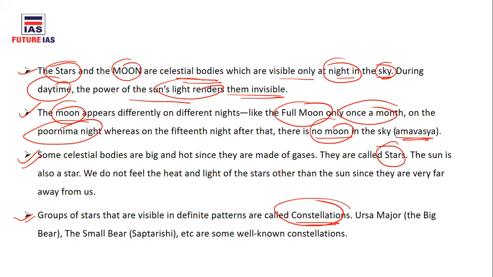You might have seen the Saptarishi Mandal. You must have heard of the Saptarishi Mandal in your childhood, made up of seven bright stars. That is also called the small bear. Such a group of stars which are visible from the earth is called a constellation. So constellations are nothing but groupings of stars, and such groupings give you definite patterns.